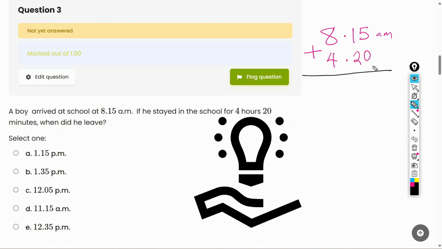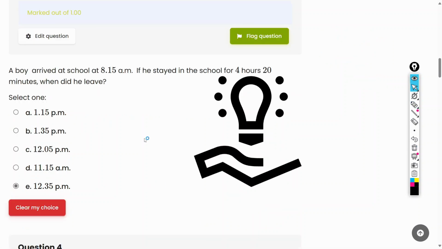So 5 plus 0 is 5. Remember, this is the minutes and this is the hours. 1 plus 2 is 3. 35 minutes is not up to 60 minutes, so we are fine. And then 8 plus 4 is 12. So that's 12:35. This means that the boy will leave school by 12:35 p.m. 12:35 right here.